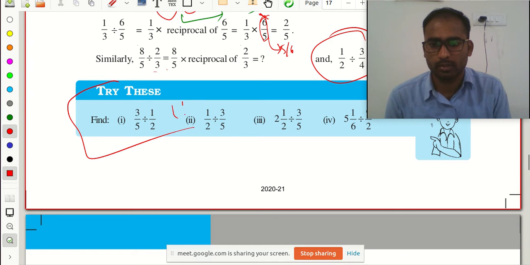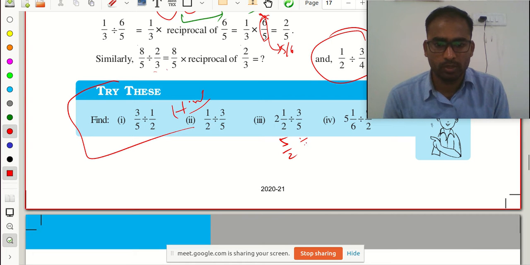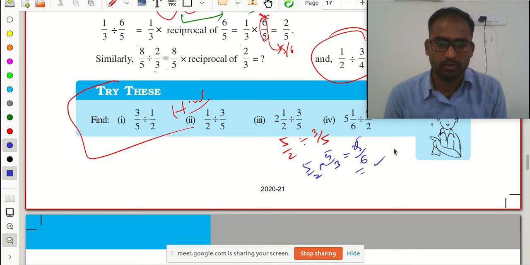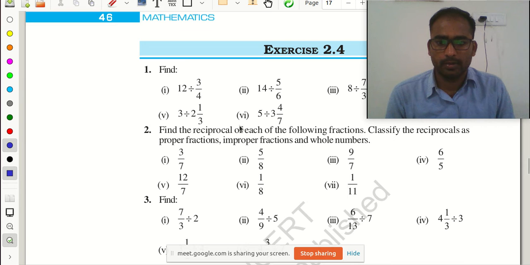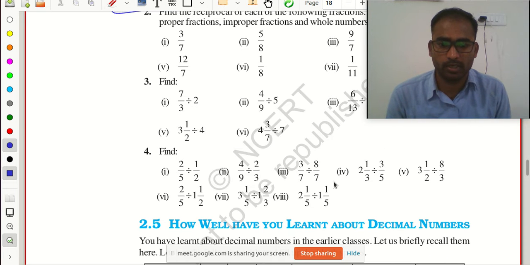Do this as homework. And this is a simple one here. See, you need to convert the mixed fraction into an improper fraction. So what is its value? 2 2s are 4, 4 plus 1 is 5. 5 by 2 divided by 3 by 5. Then what is its value? 5 by 2 multiplied by 5 by 3, which is 25 by 6. And this full exercise you need to do as homework only. And all the models I have discussed with you.